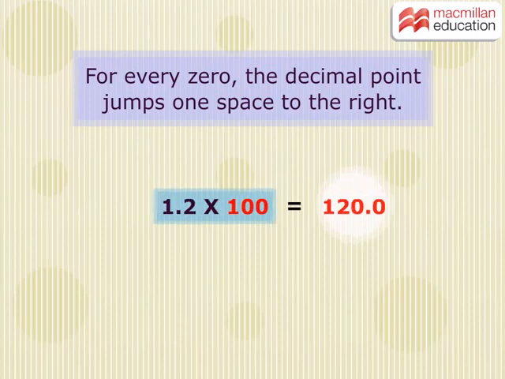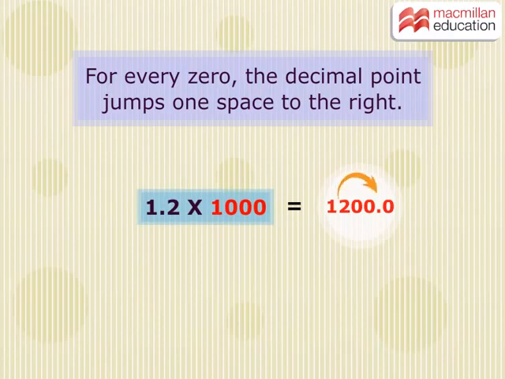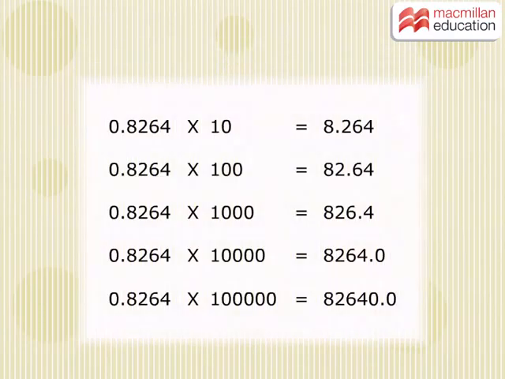Multiplying by 10 shifts the decimal by one digit to the right. Multiplying by 100 shifts the decimal by 2 digits to the right. Multiplying by 1000 shifts the decimal by 3 digits to the right. Take a look at this number and how the decimal points change when it is multiplied by 10, 100, 1000, 10,000, 1 lakh.